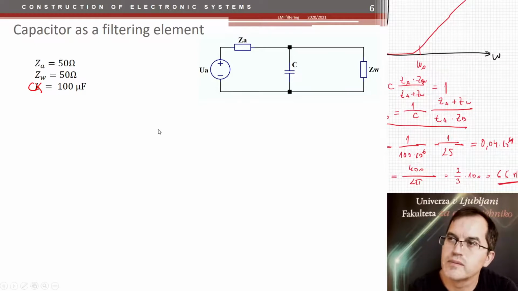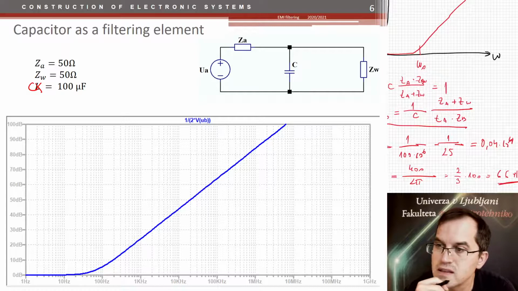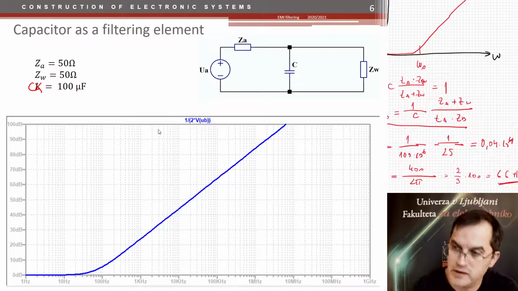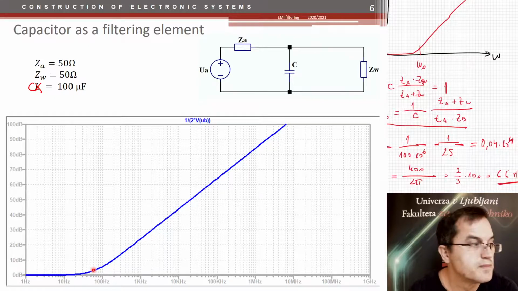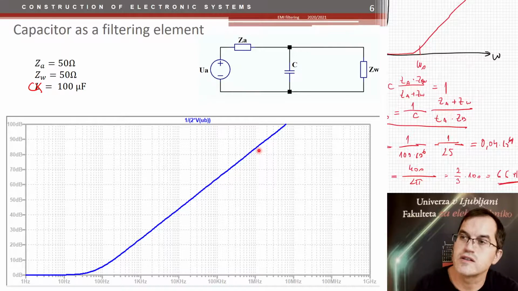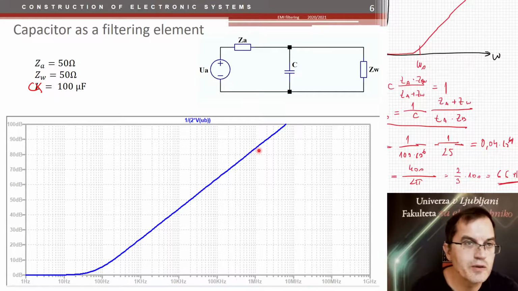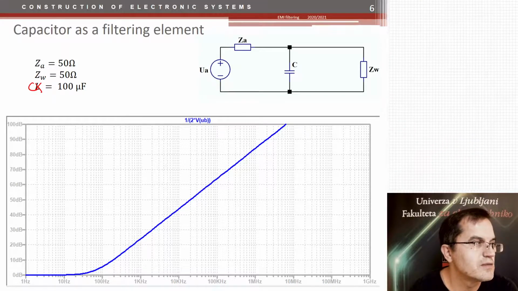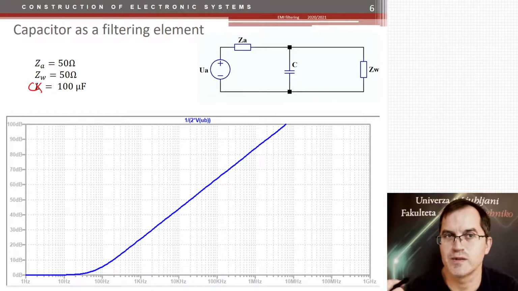Going back there, capacitor as the filtering element. Yes, it seems okay. So the corner frequency is here, around 66 Hertz. And then the insertion loss increases really quickly. So again, this capacitor is very good, even better than the coil in this case here. So there must be a difference between the coil and capacitor.